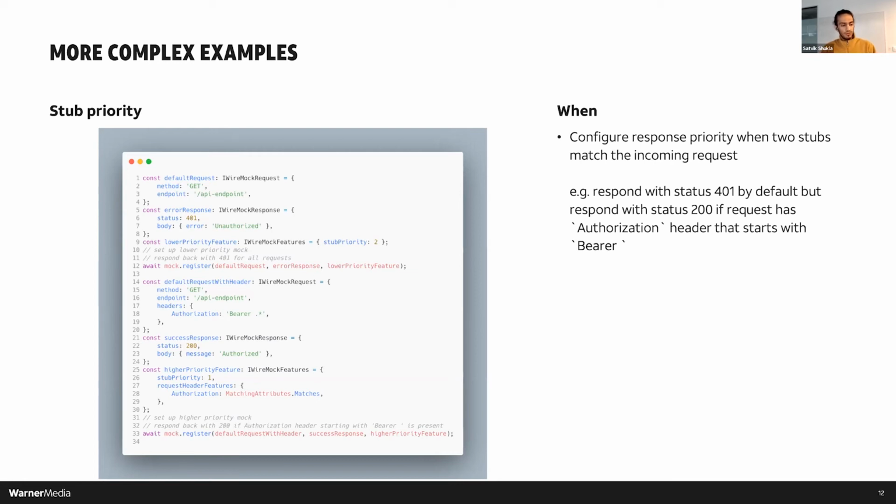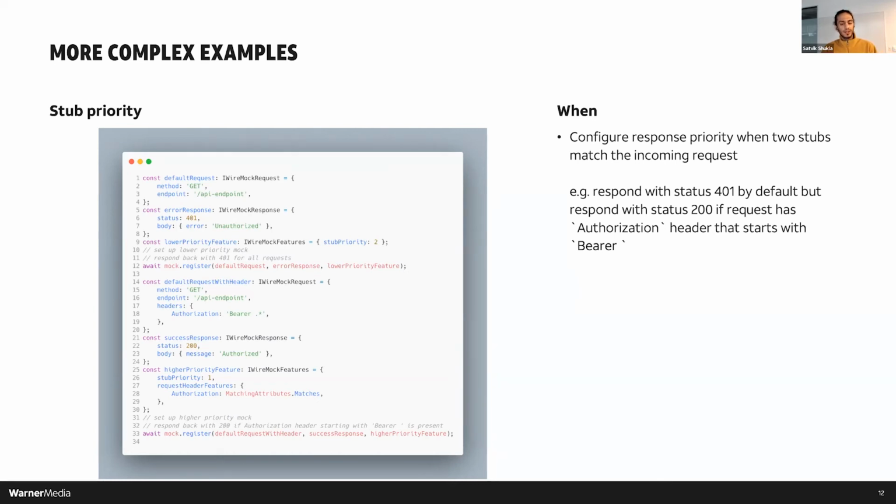The next time we are doing something really similar, we are mocking a request to the same endpoint, a GET request to the API endpoint. But this time we are saying that there should be an authorization header that should start with something like bearer, right? So in addition to it being a GET request to this API, it should also have an authorization header that looks like this. And on lines 25 through 30, you can see we are giving that a stub priority of 1.